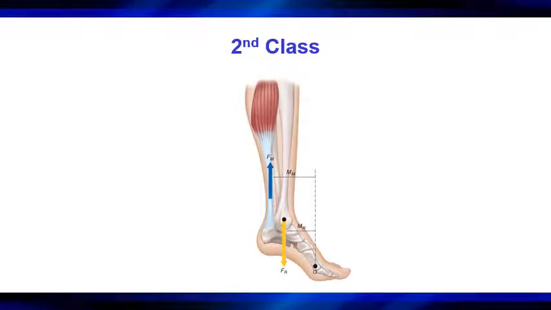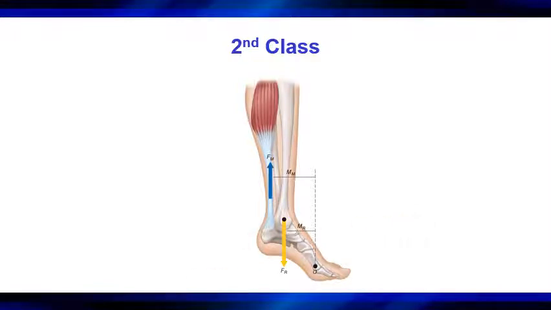So here we look at a second-class lever, and for the most part, it's pretty much agreed upon that this is the only example of a second-class lever in the body. Here we're looking at the foot and lower leg, and when you're weight bearing and you go up on your toes, that's really the only good example of a second-class lever.